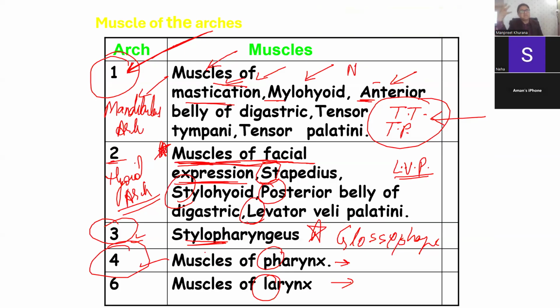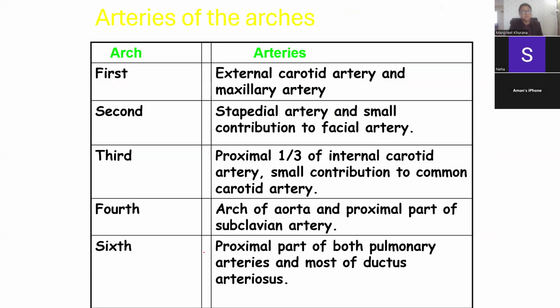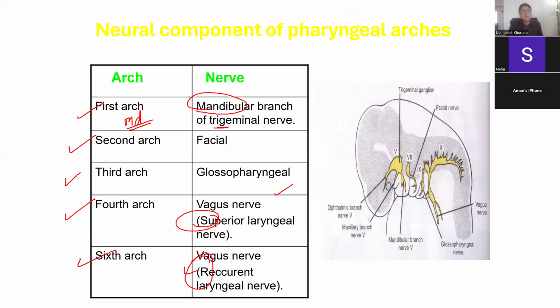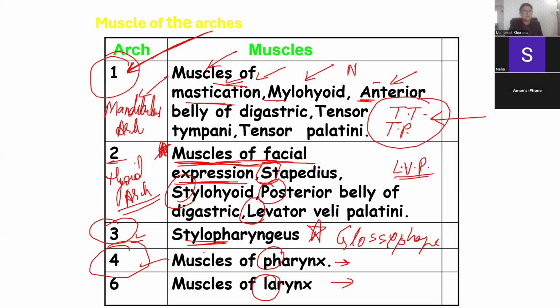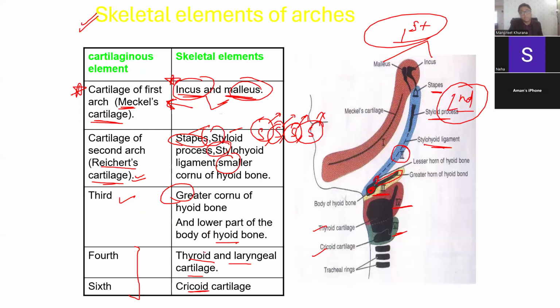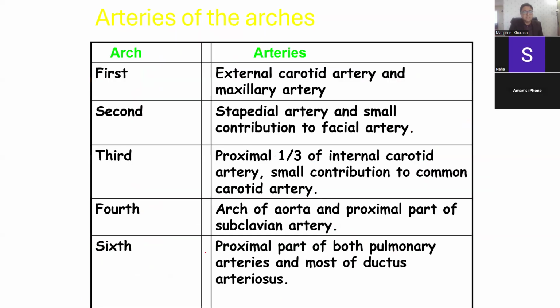The pharyngeal arches, pharyngeal pouches, and pharyngeal clefts are the most important topic. It should be on your fingertips. These tables are clubbed very nicely and they are interrelated, so you never forget things. So now you know the nerve supply and the muscles. You also know the bones, the skeletal elements. Now let's see the arteries.